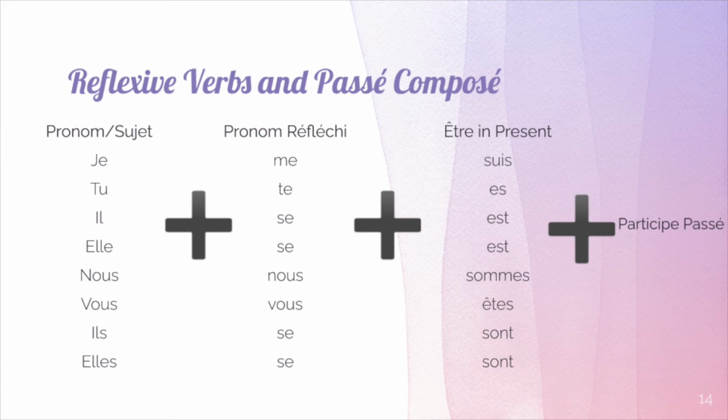So we start off with the pronoun or sujet: je, tu, il, elle, nous, vous, ils, elles, or any other subject in question. Then we go on to our pronom réfléchi: me, te, se, nous, vous, se. Then we conjugate être in present tense: suis, es, est, sommes, êtes, sont, and then we add our participe passé of the reflexive verb.